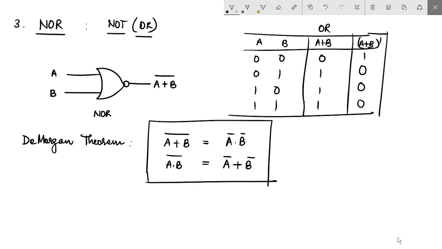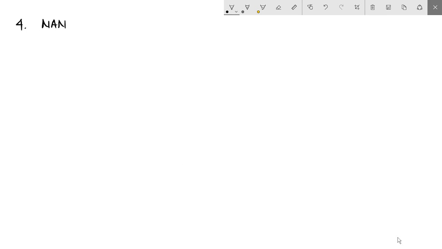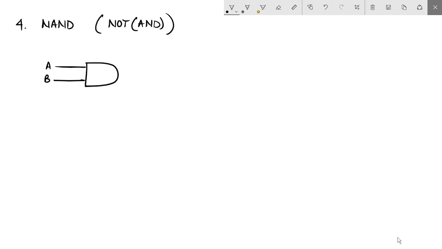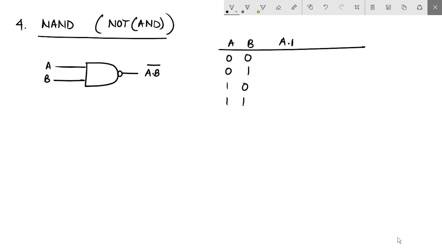Because A plus B, the whole complement, should be A complement and B complement. So this is what is NOR gate, and just like NOR gate, you have a NAND gate, that is not of AND. How does a NAND gate look like? Given two inputs A and B, a NAND gate looks like a AND gate followed by a circle to make it NAND. So this is how a NAND gate looks like. How will its truth table look like? A and B would be this, and therefore A NAND B would be complement of AND. So 1 1 1 0. This is how the truth table for a NAND gate would look like.